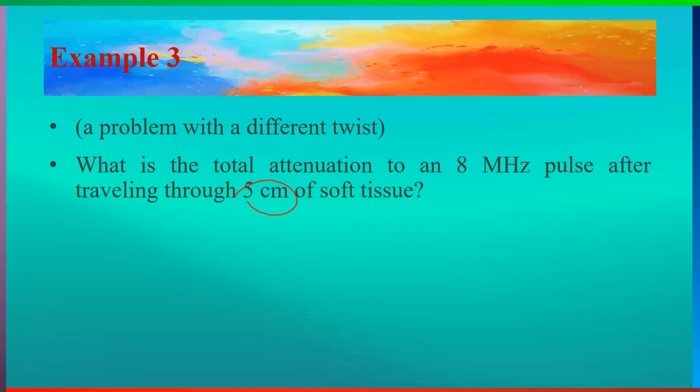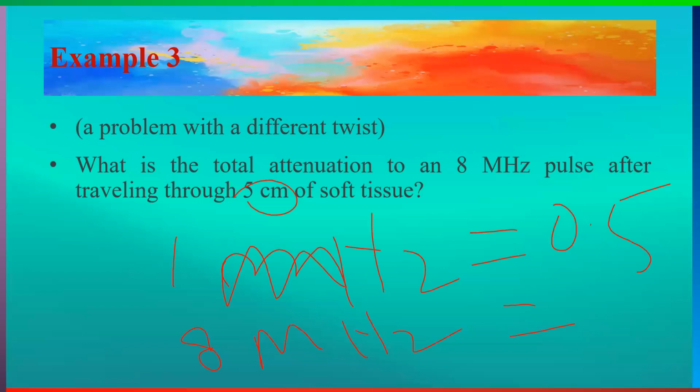It's not changing. But if the sound wave were traveling at a frequency of 1 megahertz, there was an attenuation of 0.5 decibel. We are talking only about 1 centimeter depth, right? We are assuming that distance is not changing. So how much attenuation will there be at 8 megahertz frequency? We'll calculate with the help of cross multiplication.